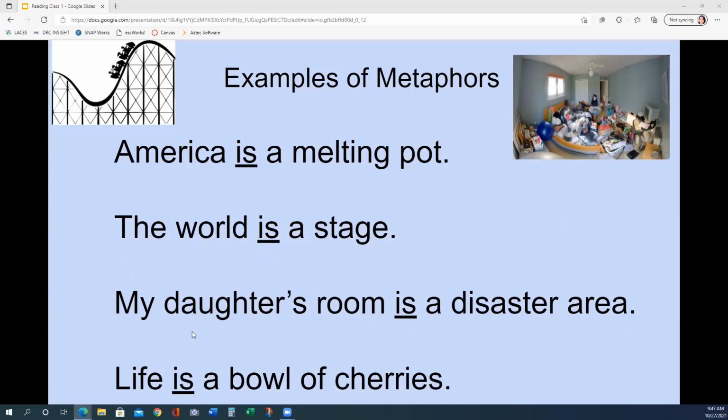We're comparing my daughter's room to a disaster area by using the word "is." Life is a bowl of cherries. We're comparing life to a bowl of cherries by using the word "is." Again, not using "like" or "as," just saying it is something. Okay, that's a metaphor.